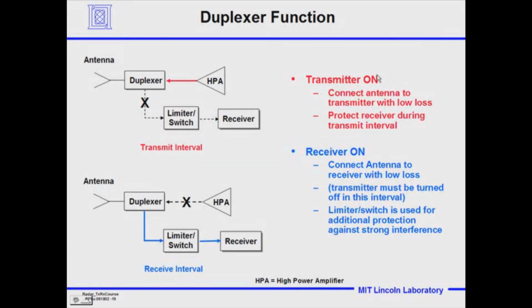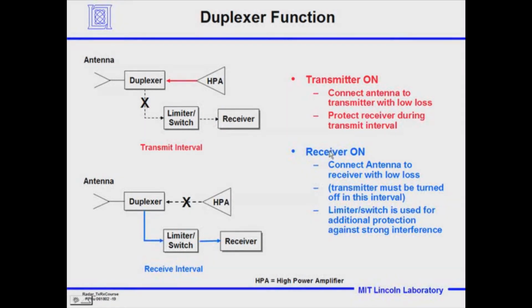Well, when we have the transmitter on, we connect the antenna to the transmitter, and we want to do that without any loss. We want the high power energy from the transmitter to go right through that switch and out the antenna with no loss. We want to have nothing going back into the receiver. We've got to protect that very sensitive receiver that's used to listening and detecting microwatts from megawatts and kilowatts. So we want to turn that off.